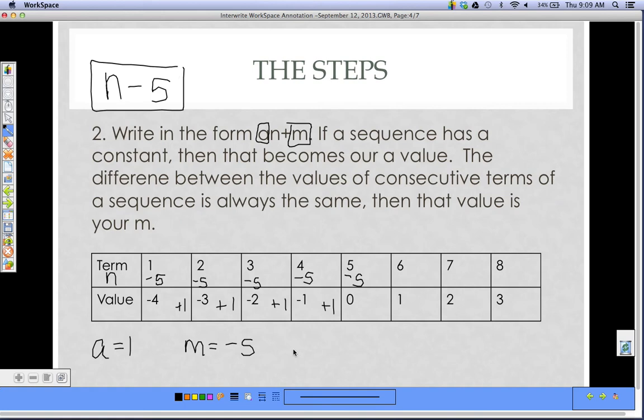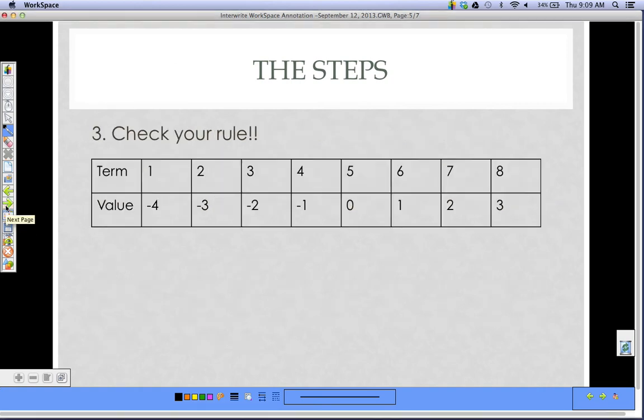Sequences are a little tricky. It will take some time and it will take some practice. We are definitely going to work on some of these in class. But let's look at another one here.